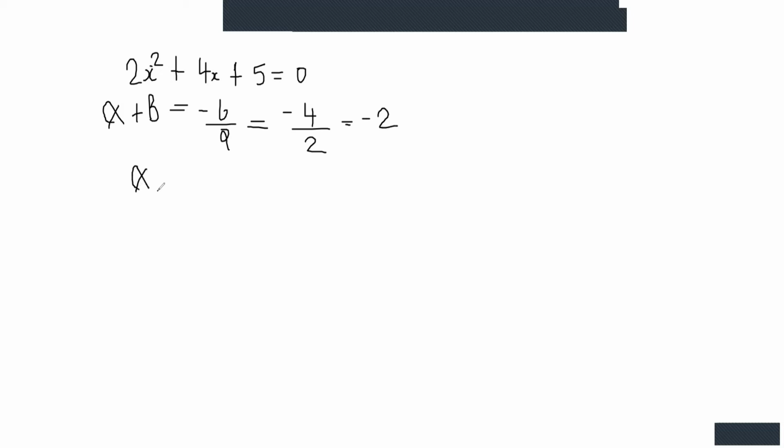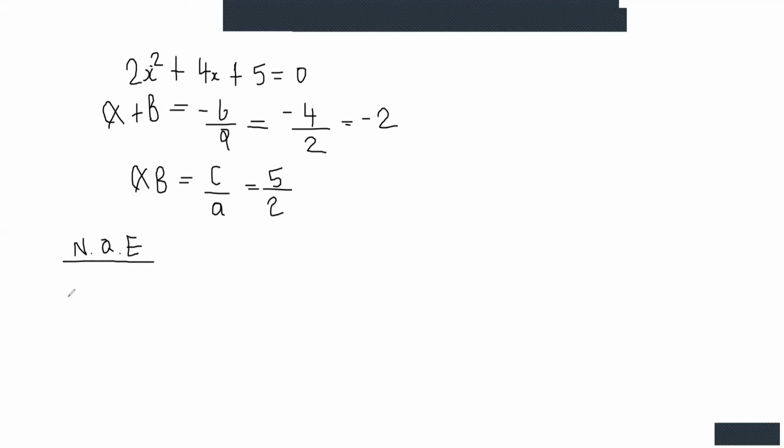Yes, sir. Then alpha beta is c over a. So in this case, it is 5 over 2. And 5, that is just c over a, you're done. Now, they say we need a new quadratic, a new QE. NQE means new quadratic equation.